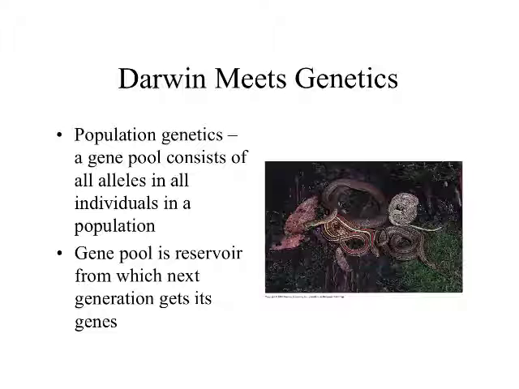The gene pool is a reservoir from which the next generation gets its genes, obviously. Two snakes mating isn't going to make a mouse. So the genes have to come from this parental population unit, and these parental populations have all the possible genes that could be passed down from generation to generation.